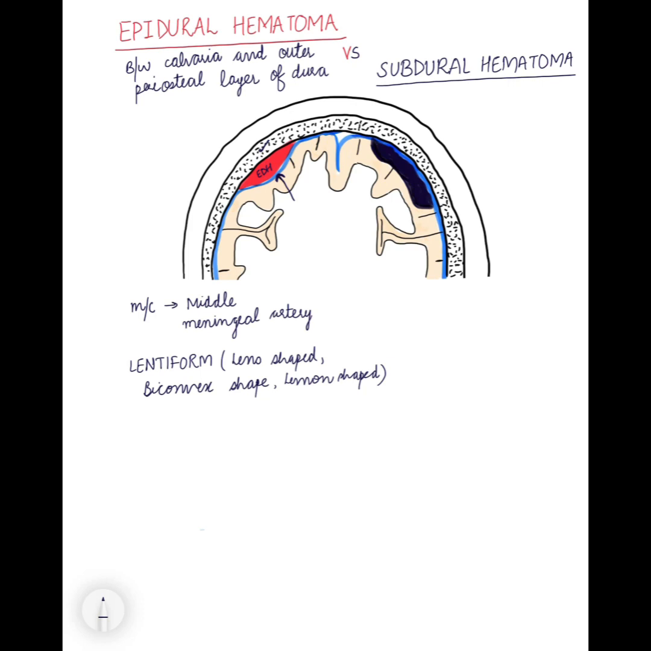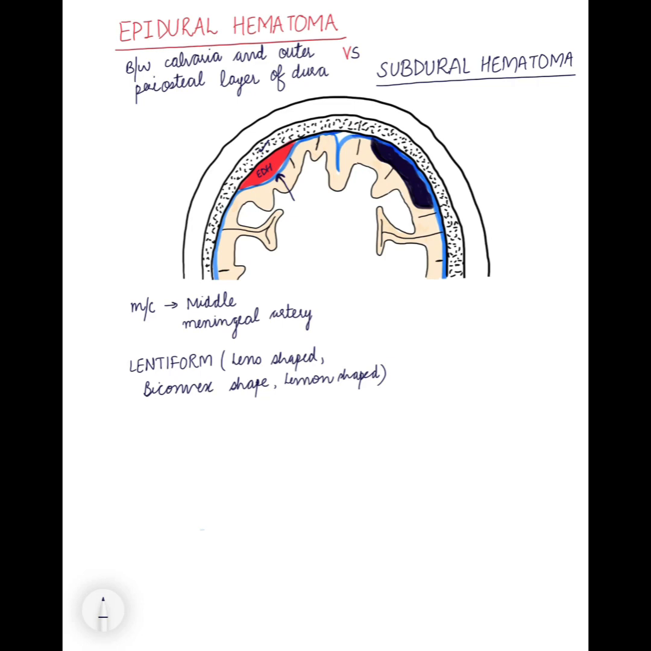Next, very important is as the EDH expands, it will strip the dura away from the inner table of the skull. As you can see, this blue line is the dura mater, and this red is the epidural hematoma. So it will strip the dura away from the inner table of the skull, forming the classic lens-shaped hematoma.